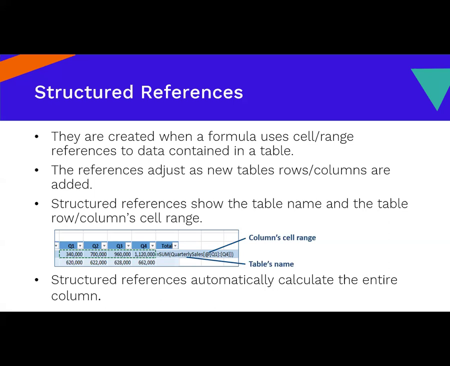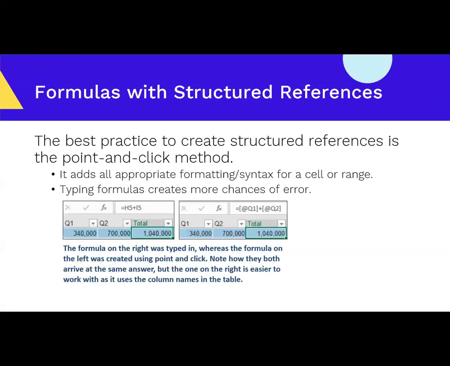So structured references are created when a formula uses cell and range references to data contained in a table. The references adjust as new table rows and columns are added. Structured references show the table name and the table row and column cell range. They automatically calculate the entire column, so you're able to do formulas with a structured reference.